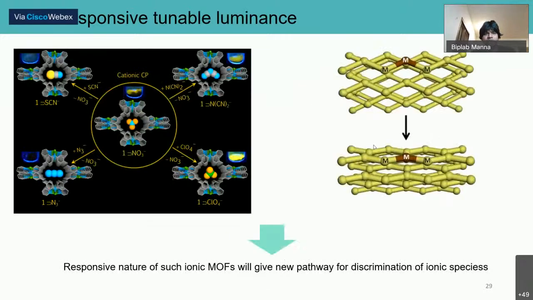In summary, how this anion-responsive tunable luminescence is observed has been shown schematically here. Originally there is nitrate, and when nitrate is replaced by perchlorate, the luminescence is enhanced, as you see here, bright luminescence. When it is replaced by thiocyanate and azide, quenching occurs compared to this. When it is replaced with dicyanamide, it is brighter, but comparatively less than with perchlorate.